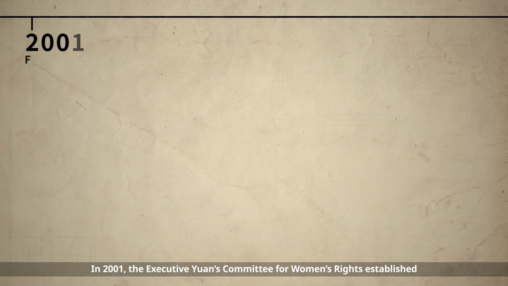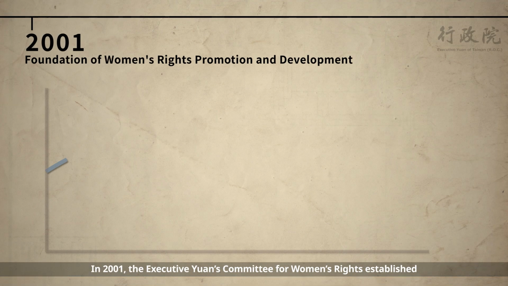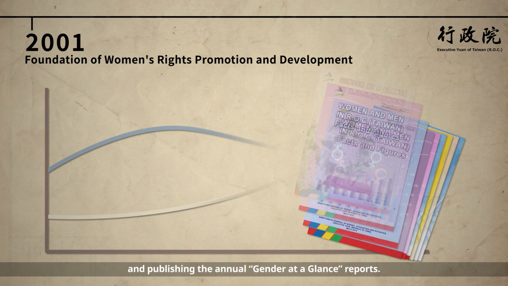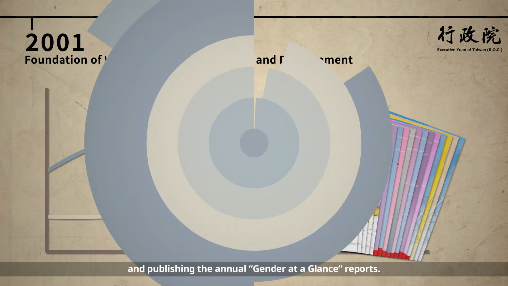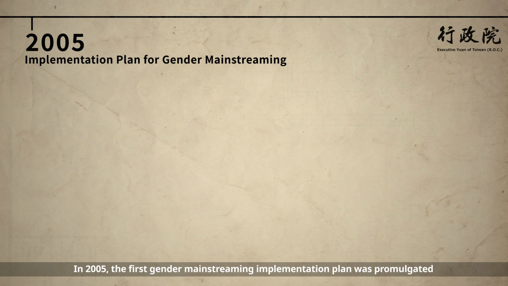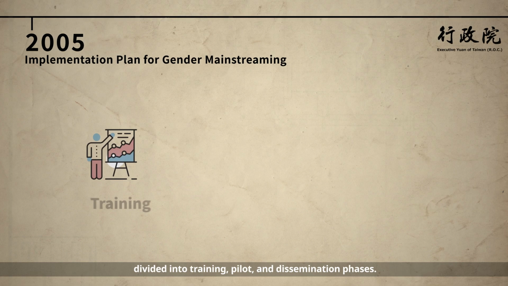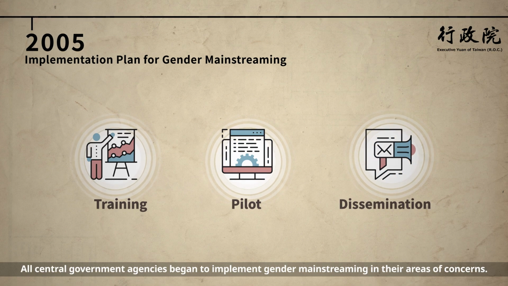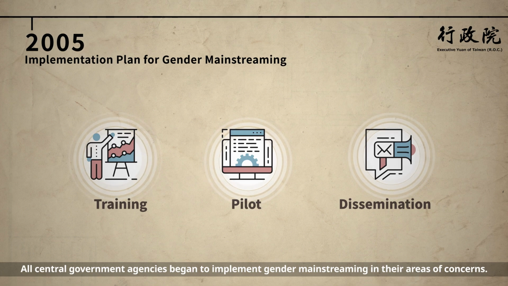In 2001, the Executive Yuan's Committee for Women's Rights established several working objectives related to gender mainstreaming, such as a standard set of indicators for collecting gender statistics and publishing the annual Gender at a Glance reports. In 2005, the first gender mainstreaming implementation plan was promulgated, divided into training, pilot, and dissemination phases. All central government agencies began to implement gender mainstreaming in their areas of concern.